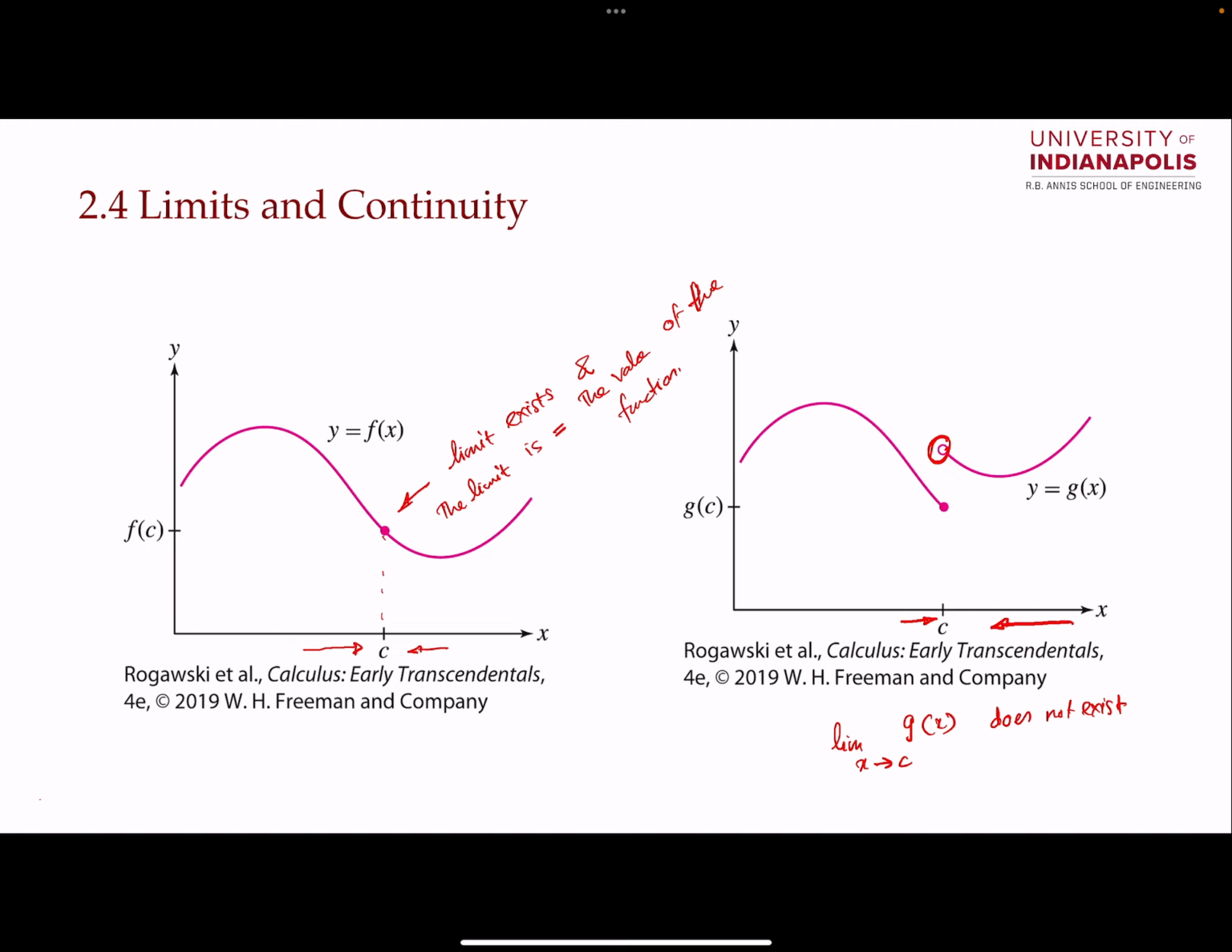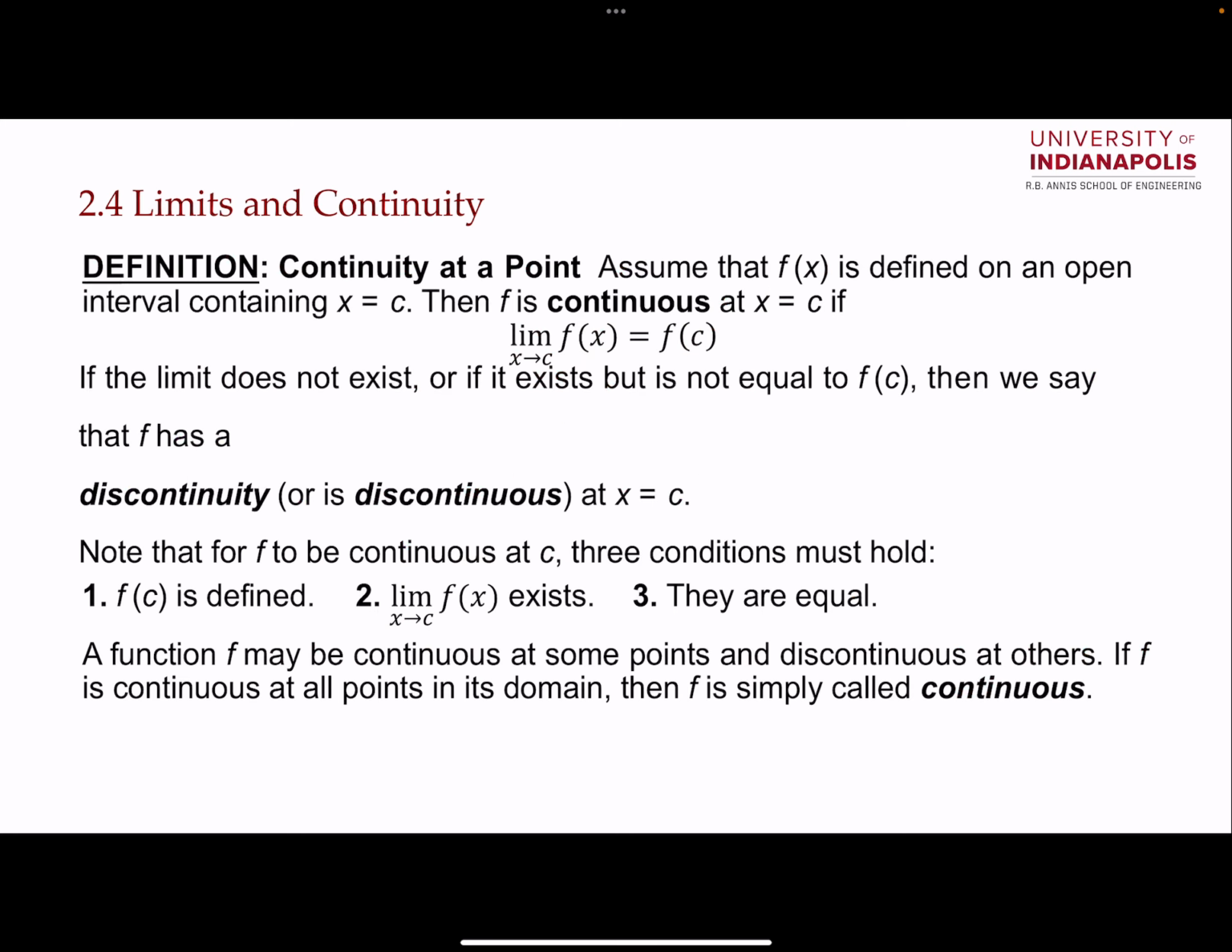So you can see that this function is continuous, right? But this function is not continuous. Why? Because the limit does not exist, so that condition is not satisfied. If there's no limit, that means the function is discontinuous.